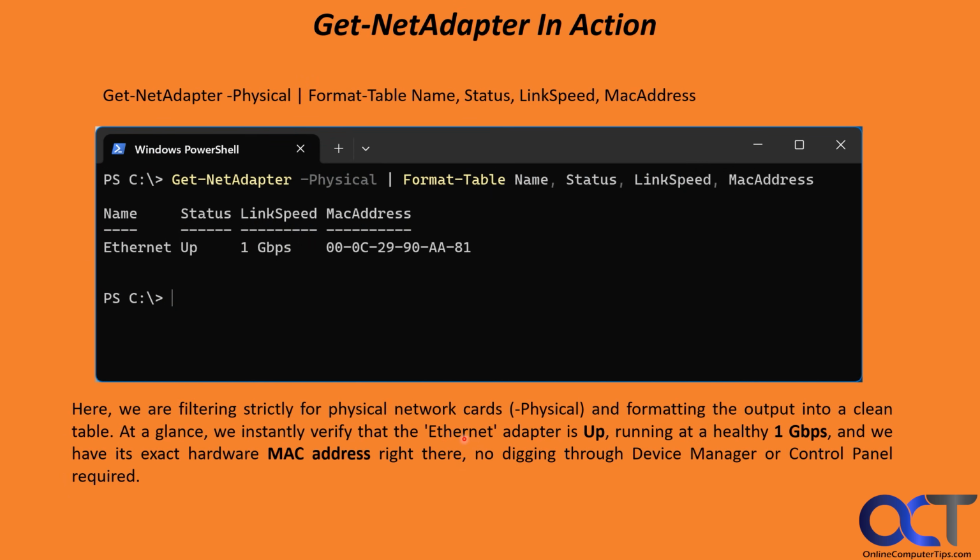All right, so here's a sample command here. So this is Get-NetAdapter, showing the physical adapter, and then our formatting options here. So name is Ethernet, the link status is up, the link speed is 1 gigabit per second, and then here's the MAC address. So we have name, status, link speed, and MAC address. So a nice clean way to show this information on the screen all in one place. By using this, we don't have to deal with going to Device Manager or Control Panel to get that information.